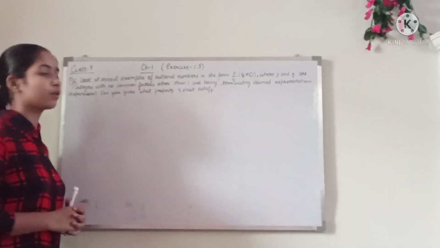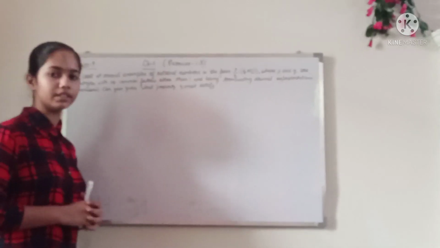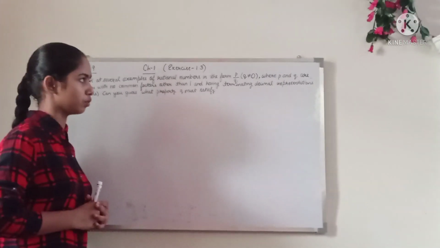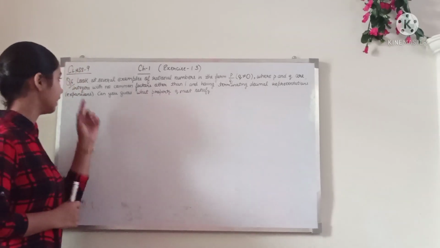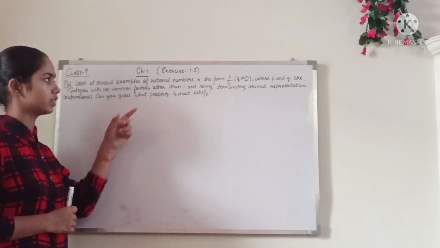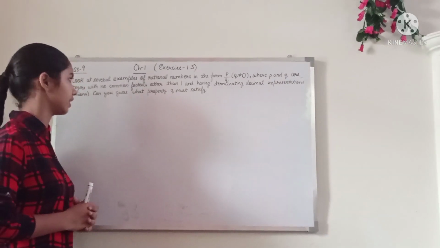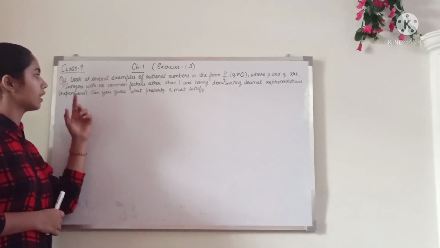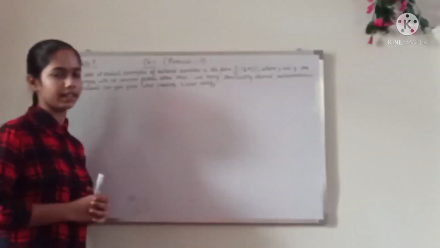So let's begin. Question number 6 is, look at several examples of rational numbers in the form p upon q, q is not equal to 0, where p and q are integers with no common factors other than 1 and having terminating decimal expansions. Can you guess what property q must satisfy?